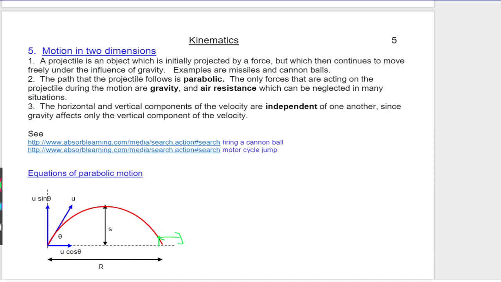So the horizontal component is u cos theta, and the vertical component is u sin theta. The path is parabolic, and the force that acts is gravity, and we're going to consider the absence of air resistance. The motion in the x direction is independent of the motion in the y direction.